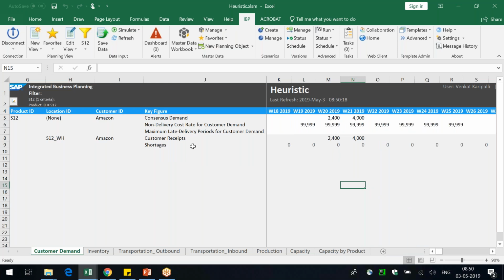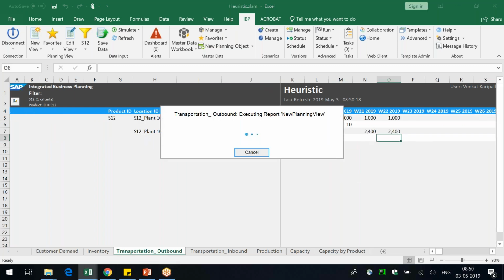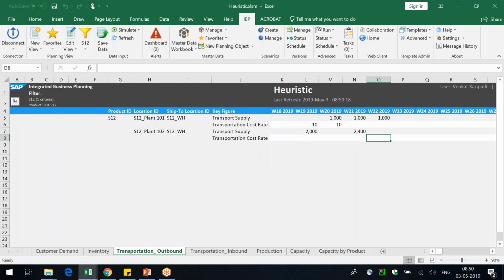Okay, now the 2400 demand has been met. Week 21, 4000 has been met. Now if I come to my transportation, in week 19 it did the production in plant 102. So I'll also bring the production in, guys. One second, in the same view.